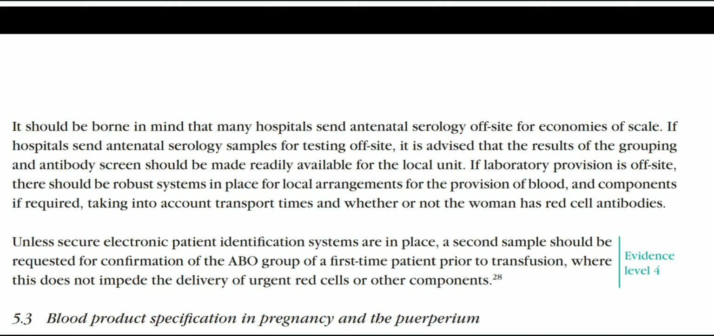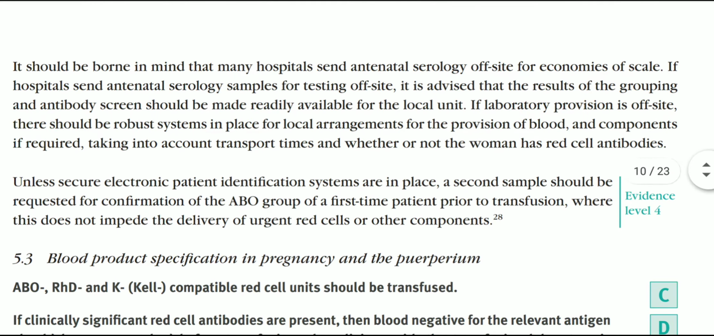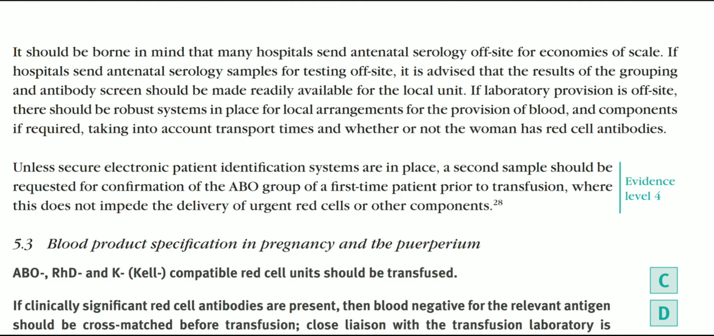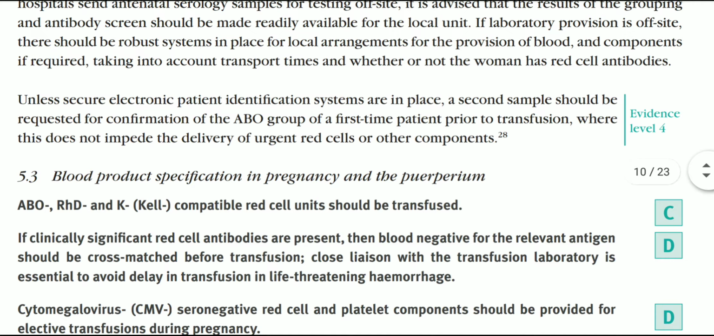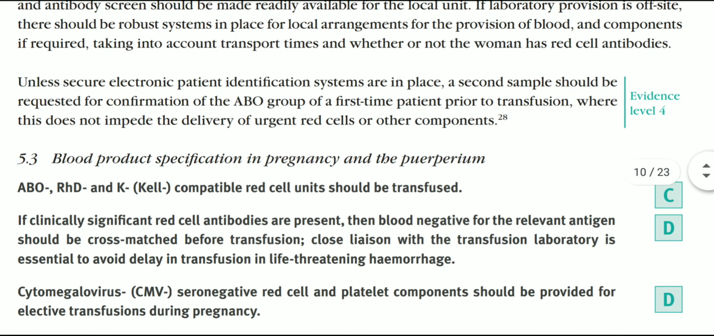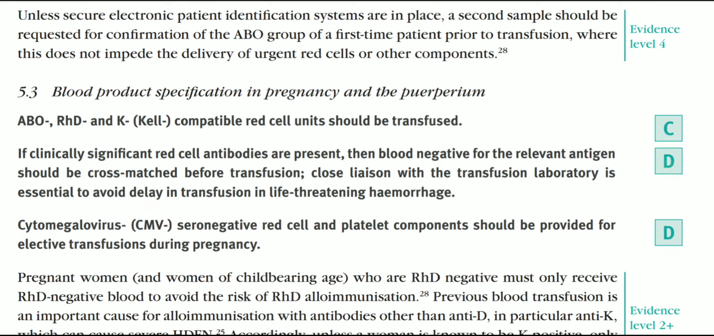Okay, and if the laboratory provision is offsite, there should be a robust system in place for local arrangement for the provision of blood and components if required, taking into account transport time and whether or not the woman has red cell antibodies. Okay, and need for sending a second sample. Unless secure electronic patient identification is in place, a second sample should be requested for confirmation of the ABO group of the first-time patient prior to transfusion, where this does not impede the delivery of urgent red cells or other components. Now, blood products or specification in the pregnancy and puerperium.